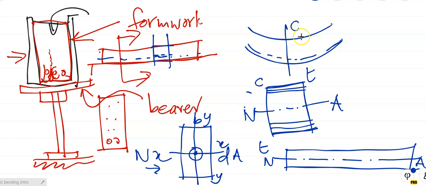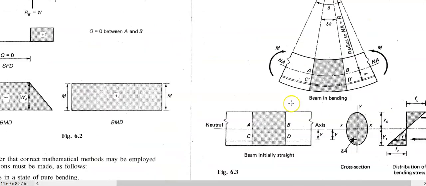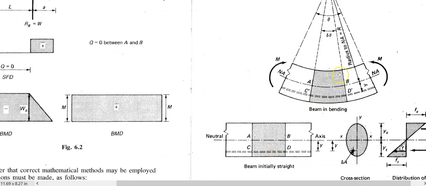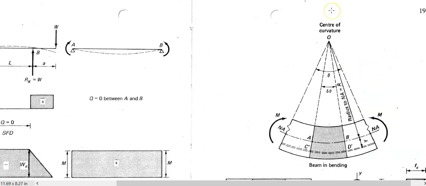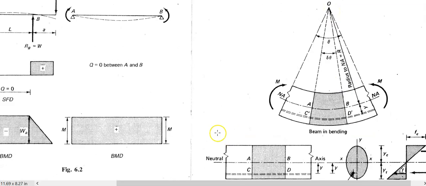But if we have a composite beam, meaning made up of steel and concrete, with the steel running there, somewhere in the middle, not exactly in the middle, we're going to have the neutral axis of the beam over there. So there's a beam initially straight, and there's a beam in bending. And there's the center of curvature, and there's the radius of curvature over there.